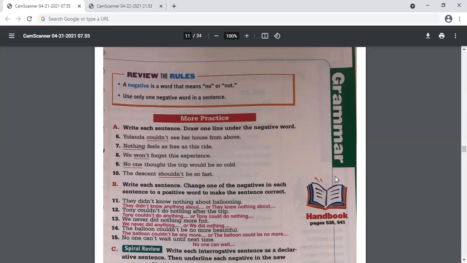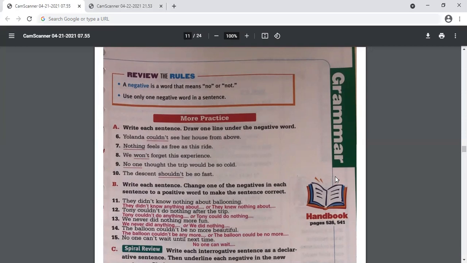Number 13, we never did nothing more fun. In the first answer, we can say we never did anything, so change nothing to the positive word anything, or we can just remove the first negative word. We did nothing more fun.